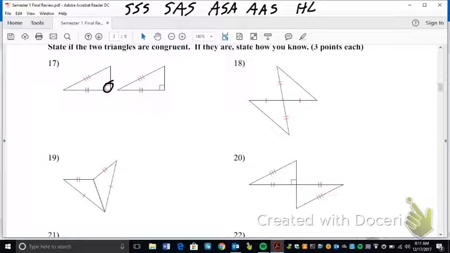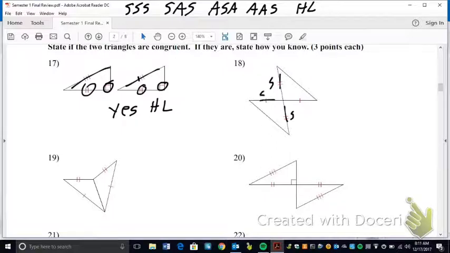Now, whenever I see a right angle, I want to automatically try and determine whether or not hypotenuse, leg is a legitimate ability here. So for hypotenuse leg to work, you need a right angle with a congruent hypotenuse and a congruent leg. Here, right angle, congruent hypotenuse, congruent leg. Bingo. Yes, HL. That's it. Move on to 19 or 18.